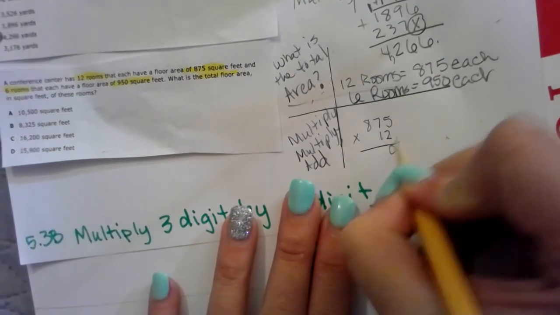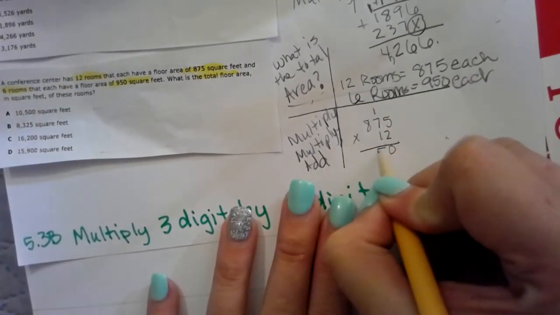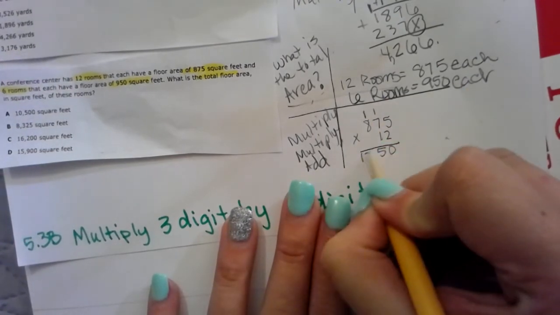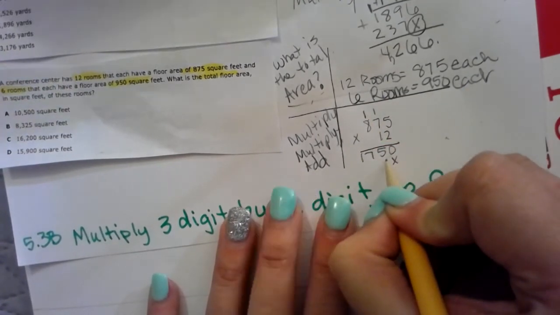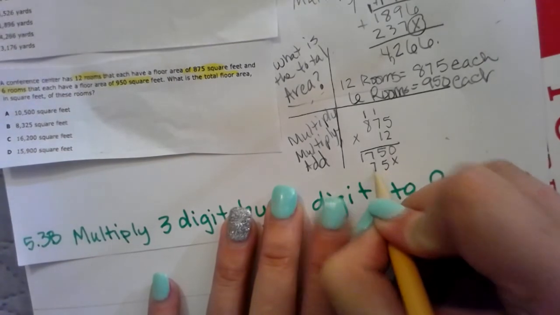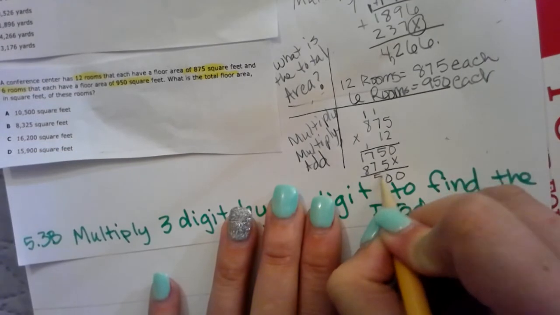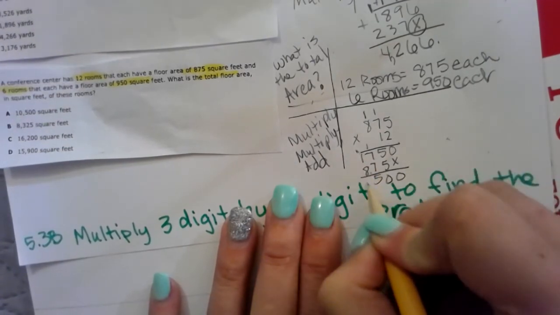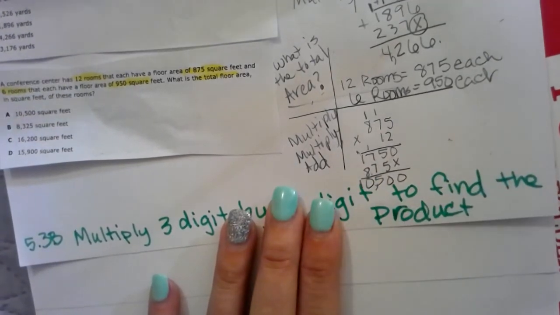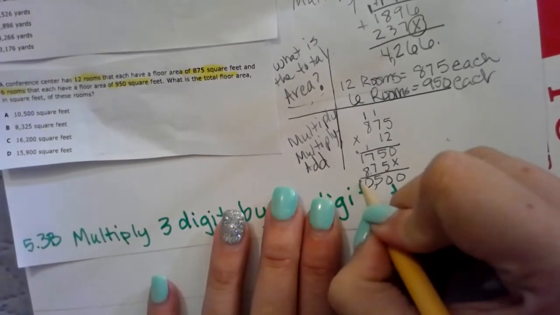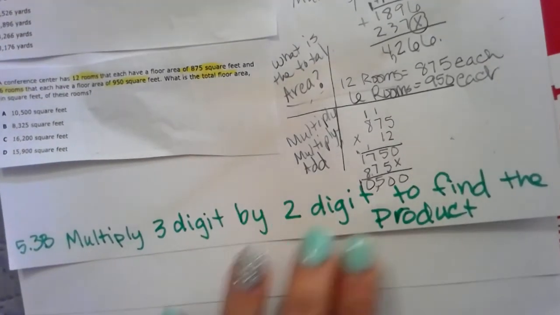All right, so I'm going to take 875 times 12. 2 times 5 is 10. Carry your 1. 14, 15. Carry your 1. 16, 17. Move over. 1 times 5 is 5. 1 times 7 is 7. 1 times 8 is 8. 0. That's 10, 14, 15. 8, 9, 10. So 10,500. Let me make that darker so to blend it in.